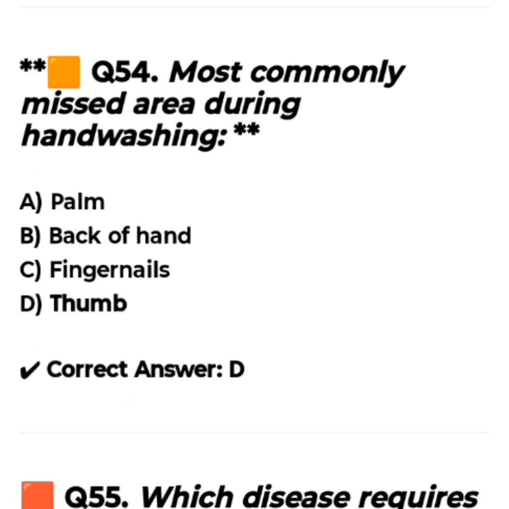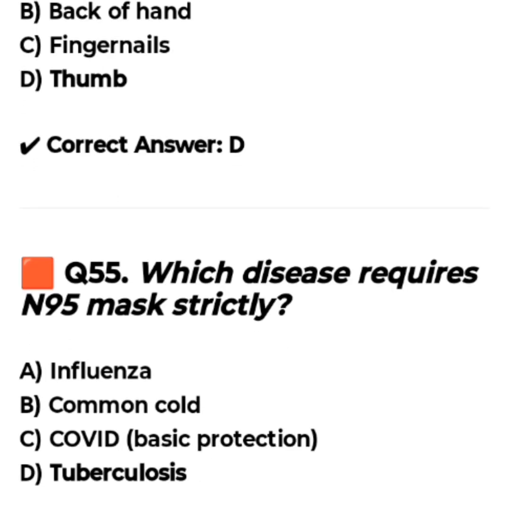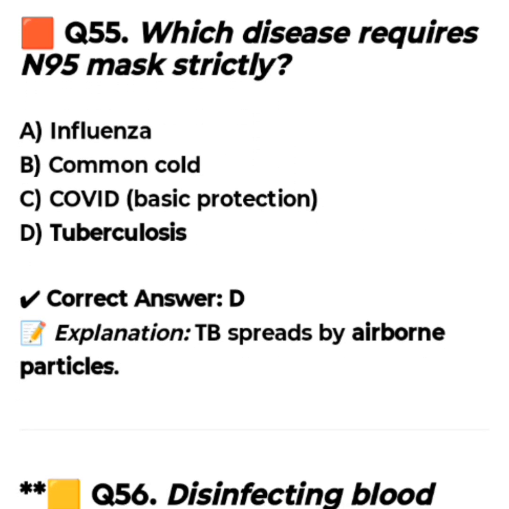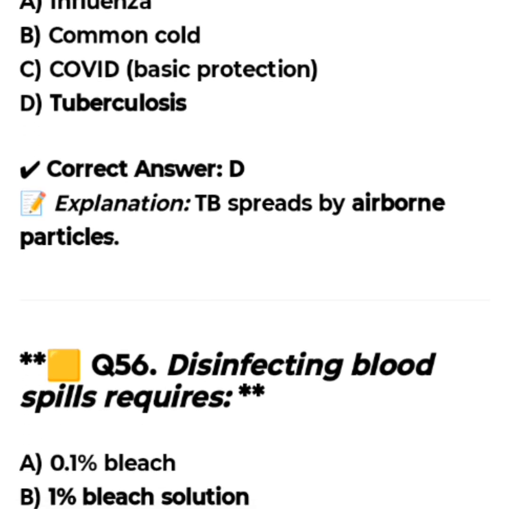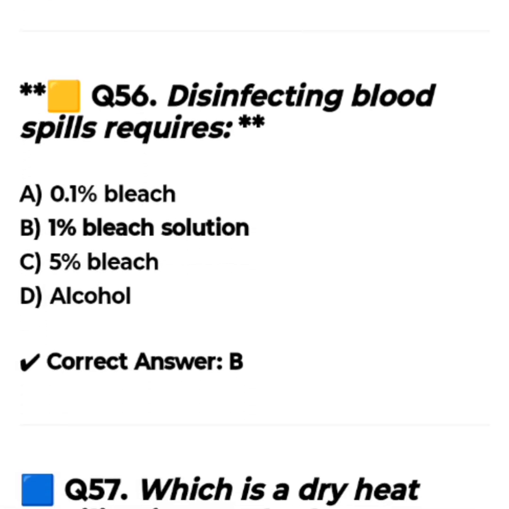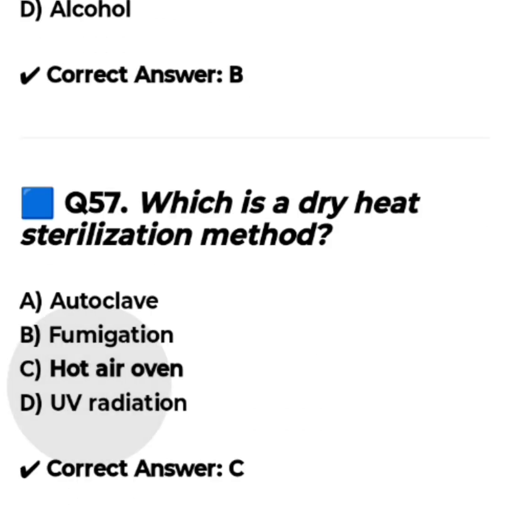Most commonly missed area during hand washing. The correct answer is option D, thumb. Which disease requires N95 mask strictly? The correct answer is option D, tuberculosis. TB spreads by airborne particles. Disinfecting blood spills requires. The correct answer is option B, 1% bleach solution.